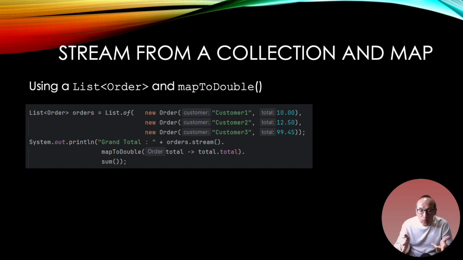Think about that. No for loop, no intermediate i or other variable. I am using just plain old streams to grab all my orders, take the total, which is over here, right? 10, 12.50, 99.45, and then I'm going to sum them by having this map to double. This is a double. The map is going to map all the individual totals and then sum them. So at the end, you can do the math here. You get the grand total of all the orders. No for loop required. How about that?